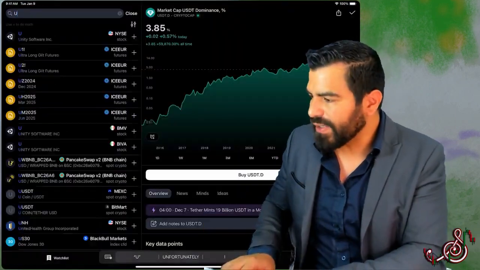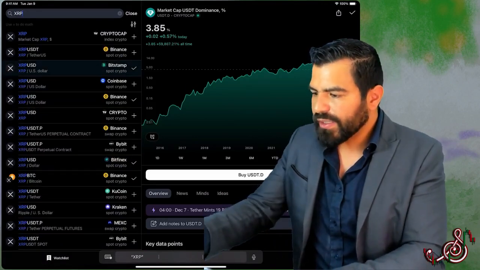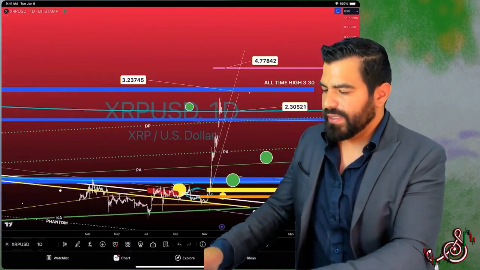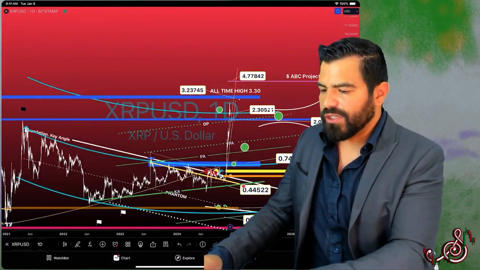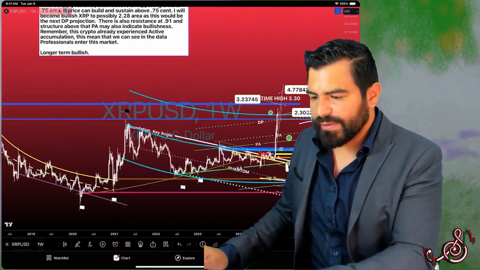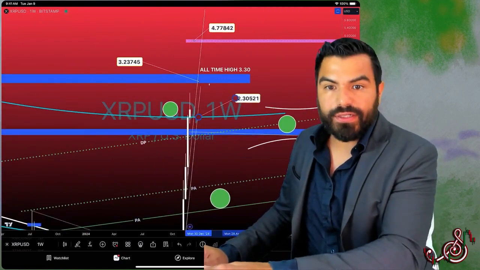I took some profit on XRP, as I showed you guys last week. I showed you where I took it. I talked about it. This is where I took it. This is my map for XRP. I'm going to put this on a weekly chart to simplify this. This is the major resistance area, $2.30.